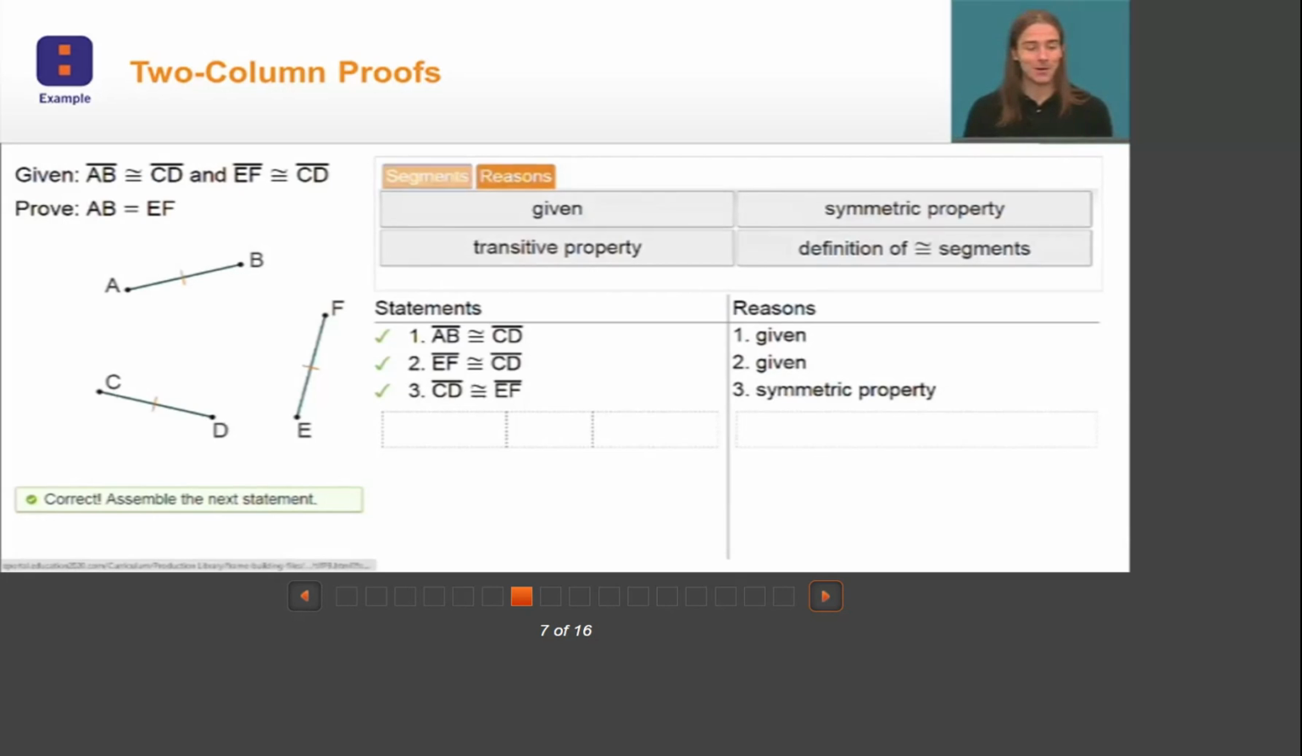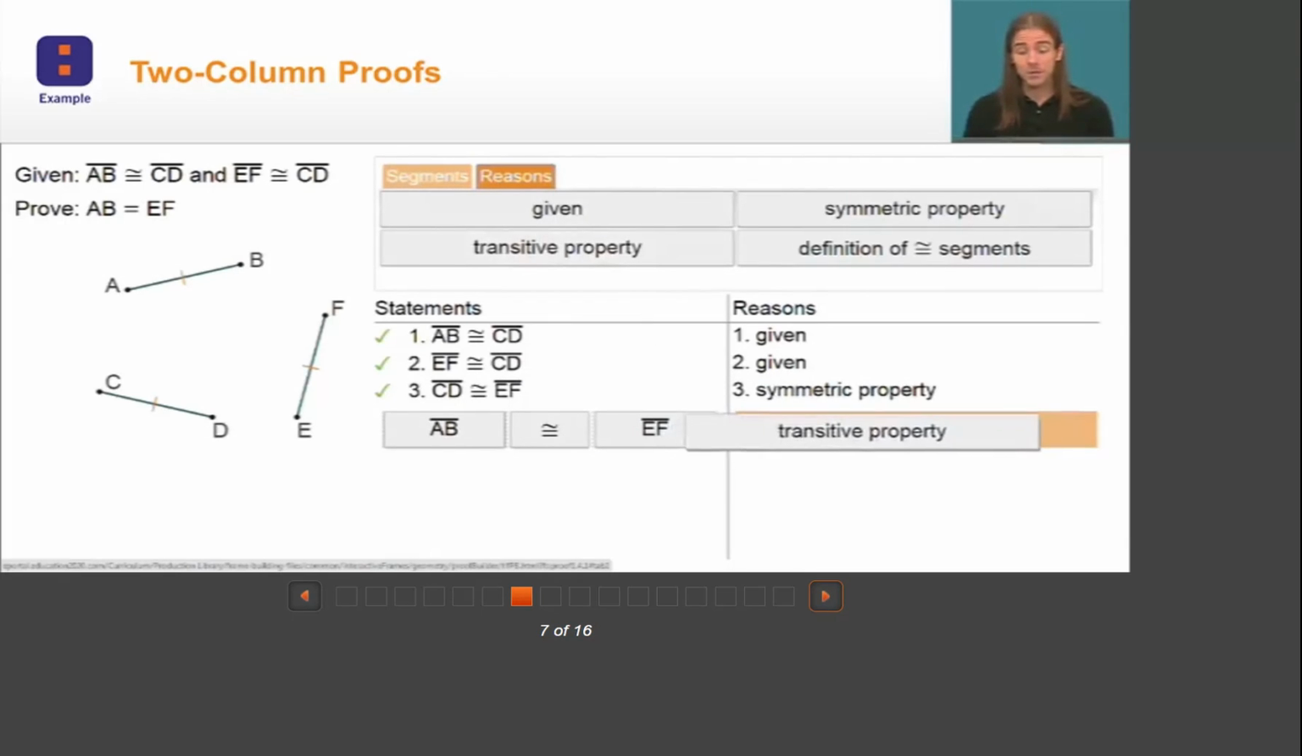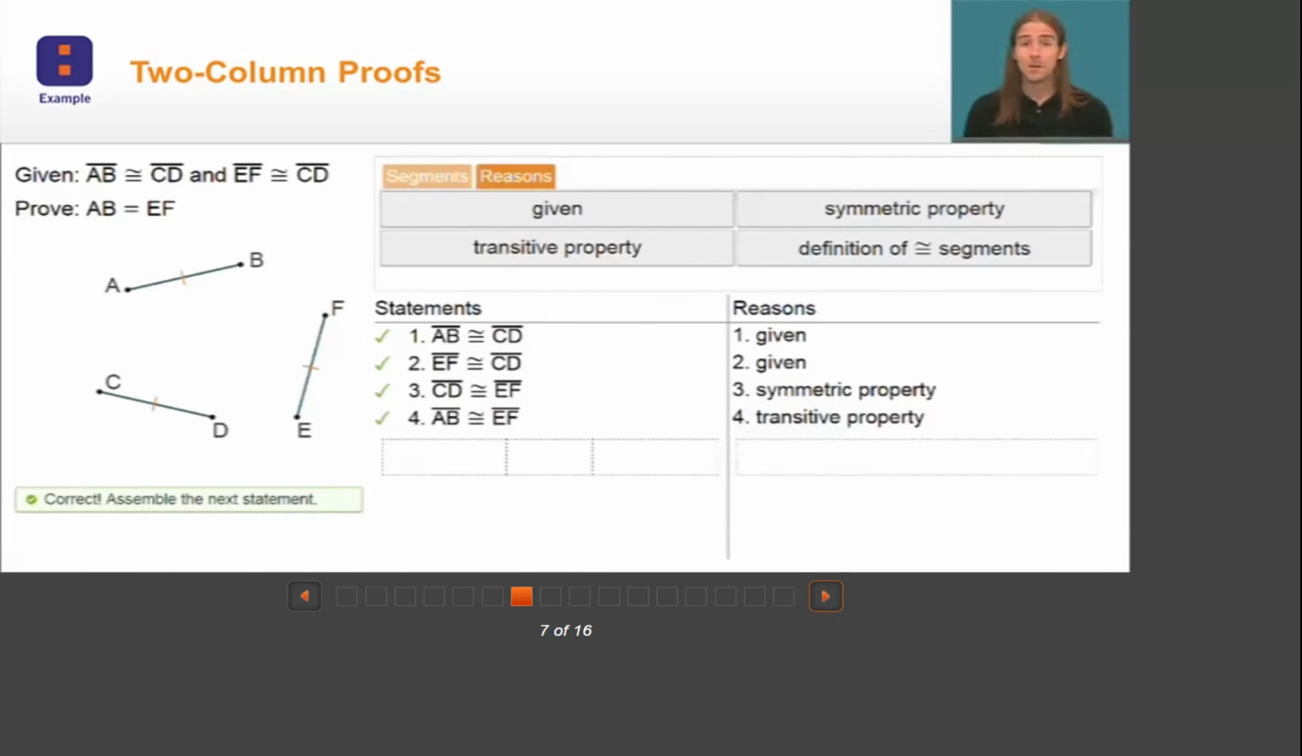I'm happy the computer's here. And let's assemble this next statement now with the transitive property. I want to say that AB is congruent to EF. And the reason here is the transitive property, and it's correct.